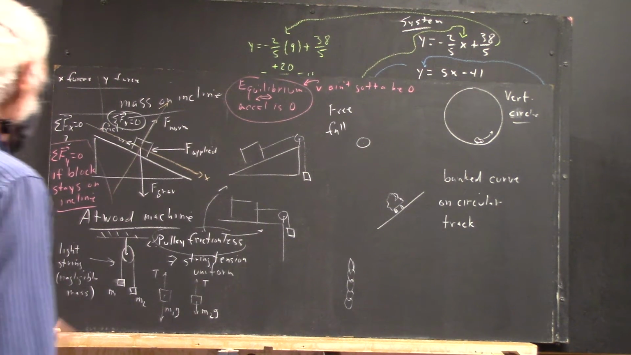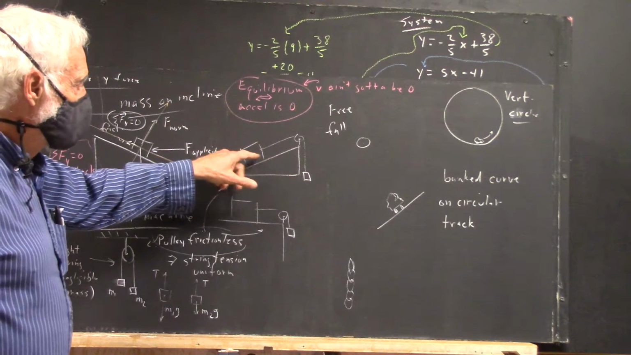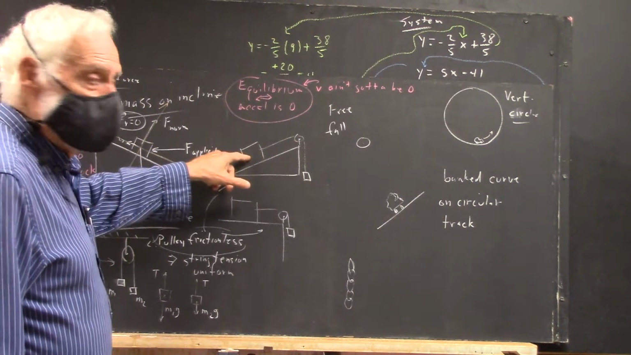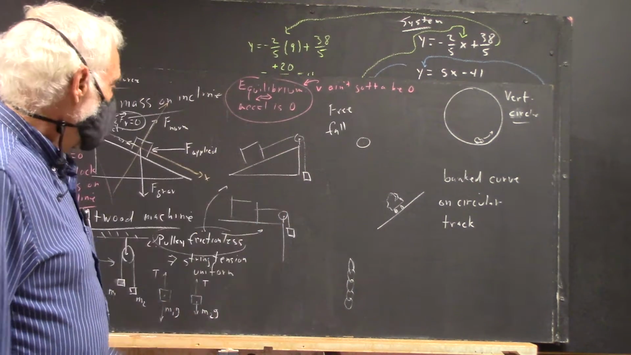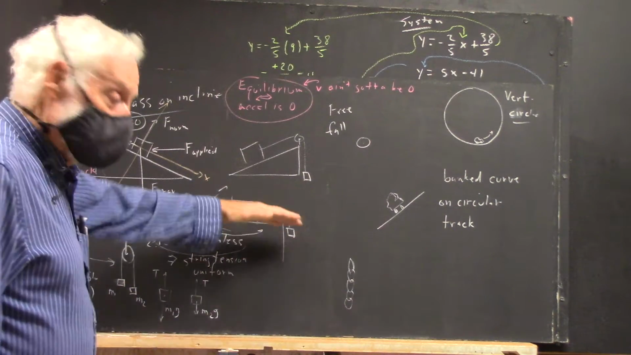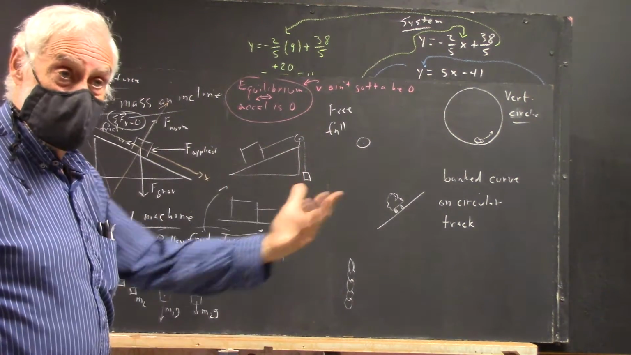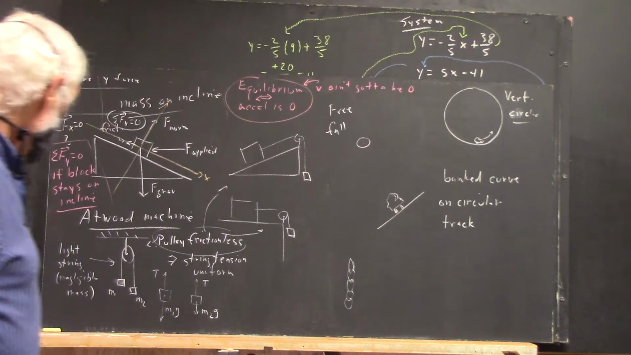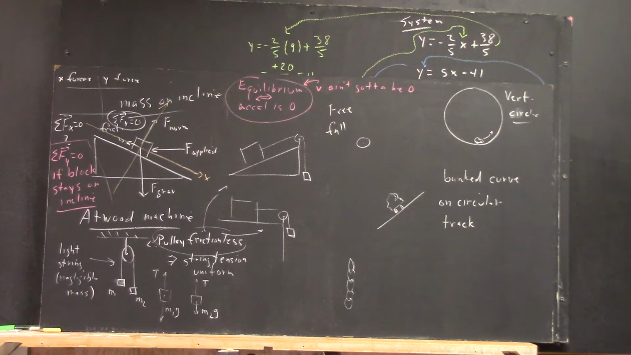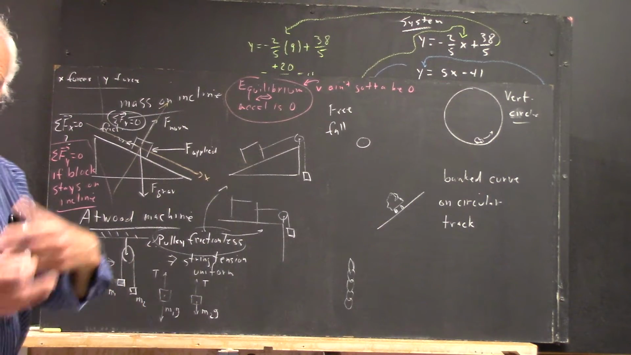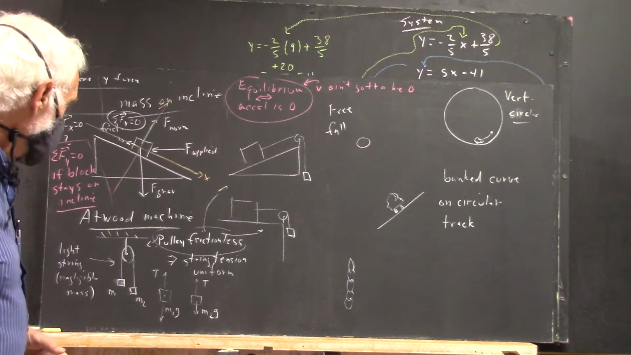Okay, well, Atwood machine, the suspended mass and mass on the incline here, suspended mass and mass on a level here. Now, level's just an incline with zero angle. First, the Atwood machine, just to summarize what we talked about for 10 minutes or so.